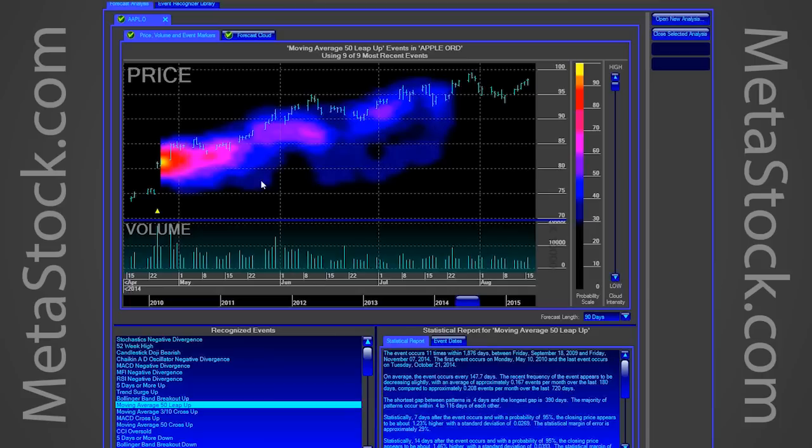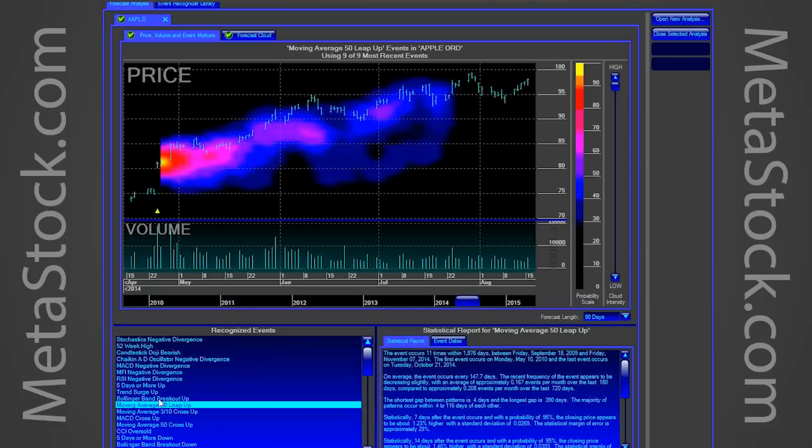Now, in MetaStock, you can do a forecast on any instrument that you can chart in the program. So that means you can run this on Forex, you can run this on commodities, futures, whatever you want. As long as you can chart it in MetaStock, which is just about anything, you can sure do it in the forecaster.